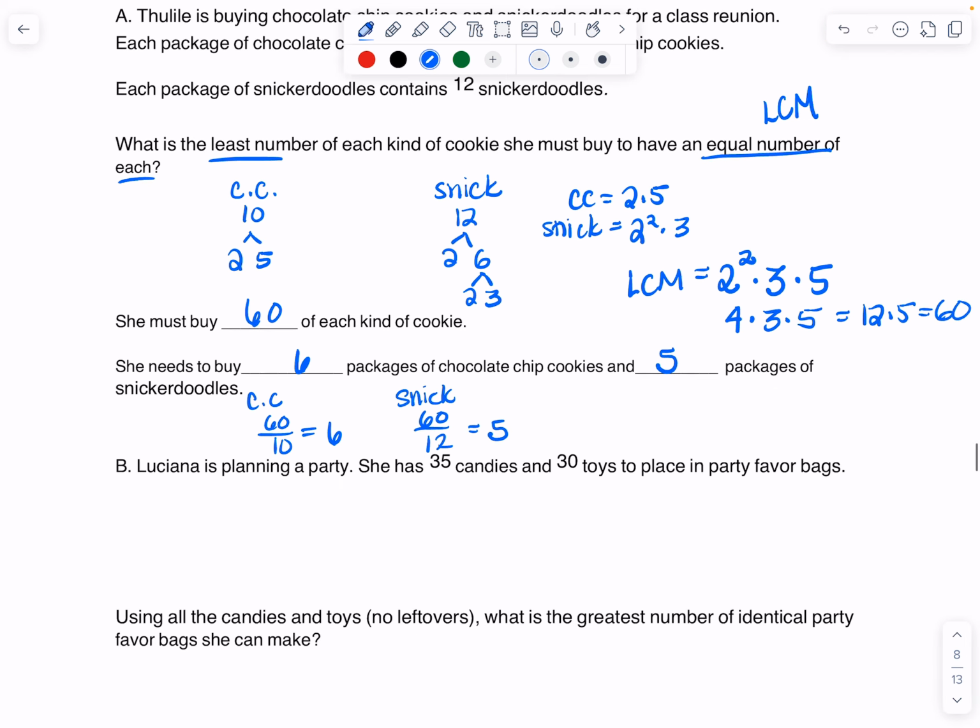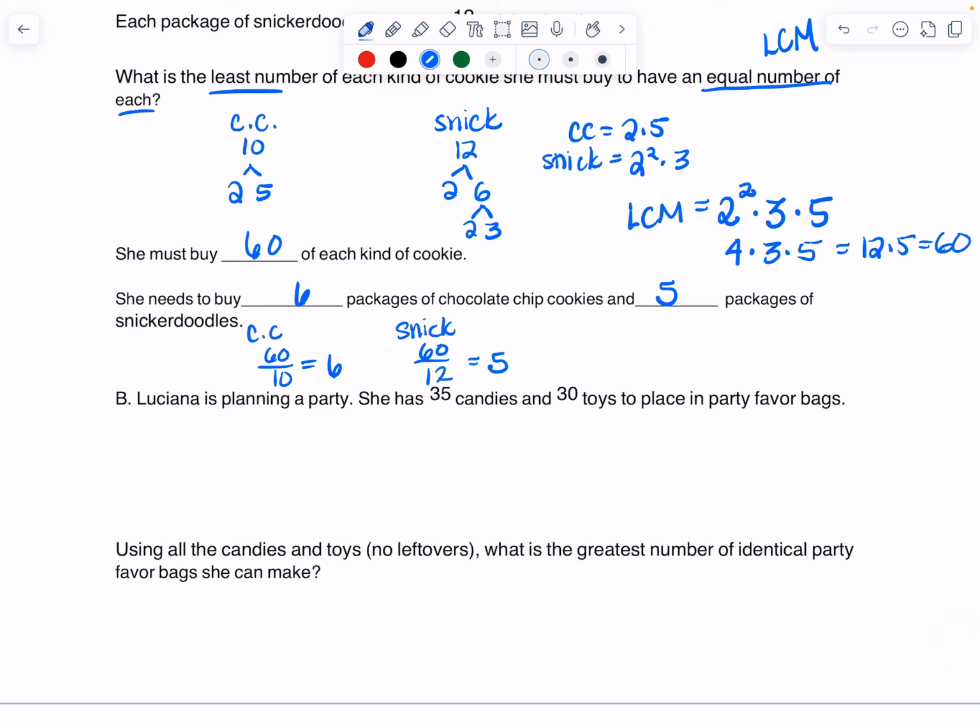Okay, part B of this question says Luciana is planning a party. She has 35 candies and 30 toys to place in party favor bags. Using all the candies and toys, no leftovers, what is the greatest number of identical party favor bags she can make? Greatest number, again, we're looking for the greatest common factor, the GCF, or greatest common divisor. All right, so again, prime factor everybody out. So candies is 35, so this becomes 5 times 7. And toys is 30, so the prime factorization of toys is 3 times 10. 10 breaks up into 2 times 5.